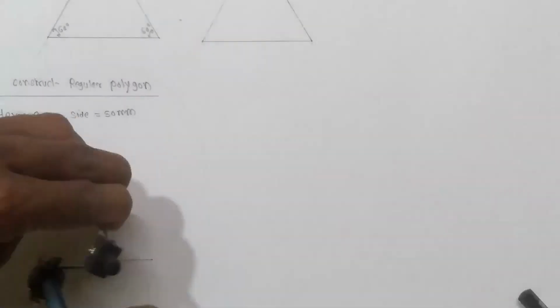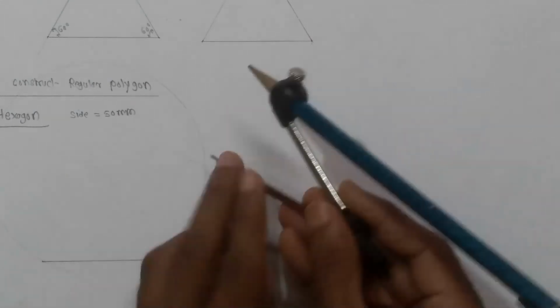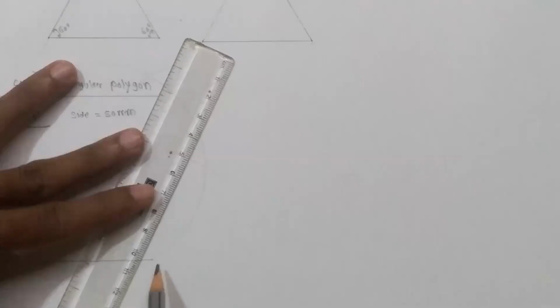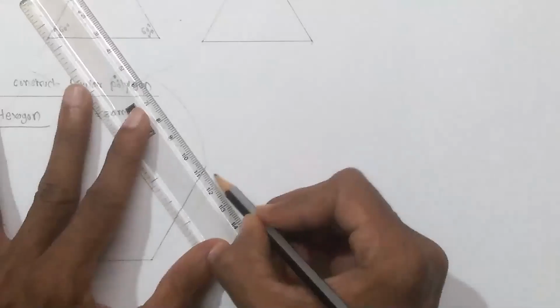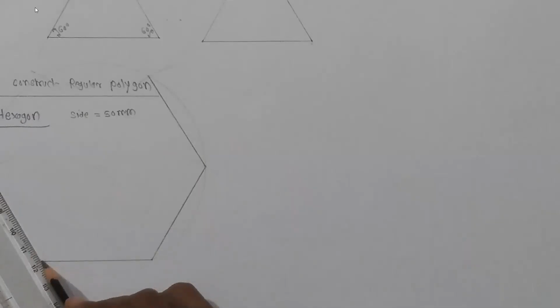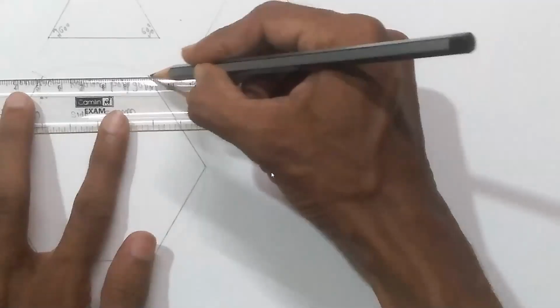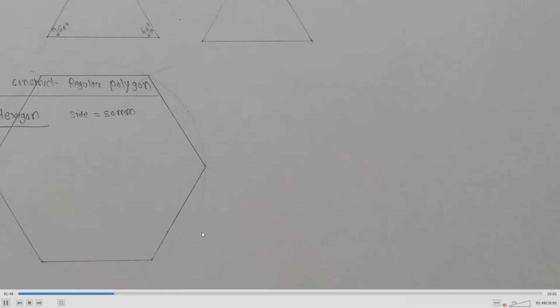And draw the equilateral triangle. Okay. So from the corner, complete the circle like this, and then cut the arc on the circumference of that circle by taking the distance that is equal to the side. So this is the one method.